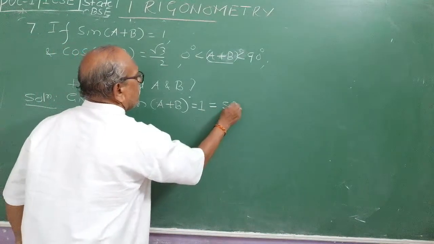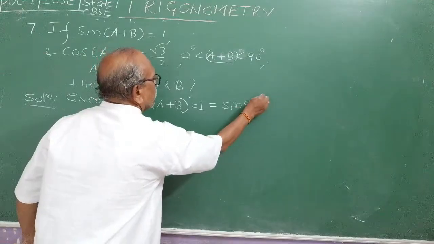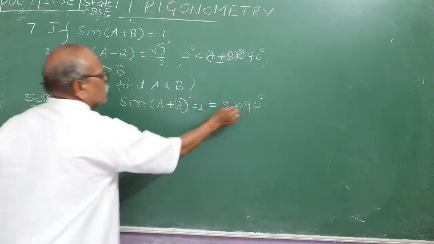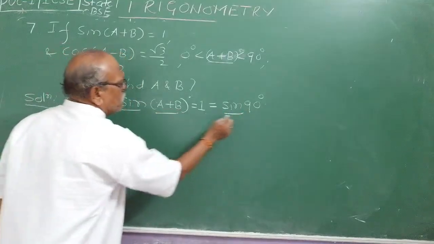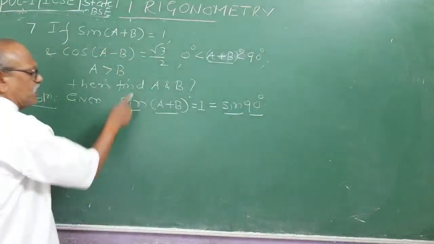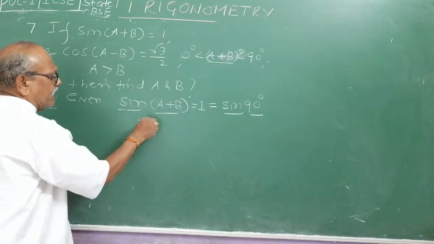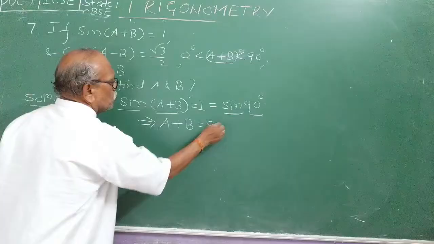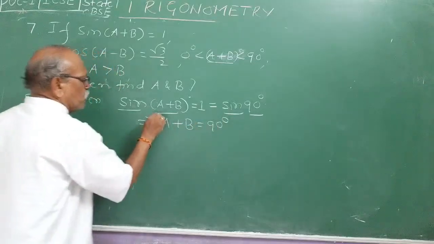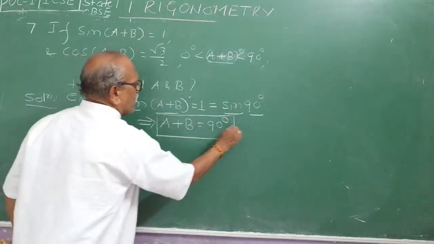Sine 90 degree. Are you getting me? Sine 90 degree is 1. Sine remains the same. Then A plus B must be equal to what? 90 degree. You can eliminate sine here and write this equation as A plus B is equal to 90 degree. Let me put a box and call it equation 1.